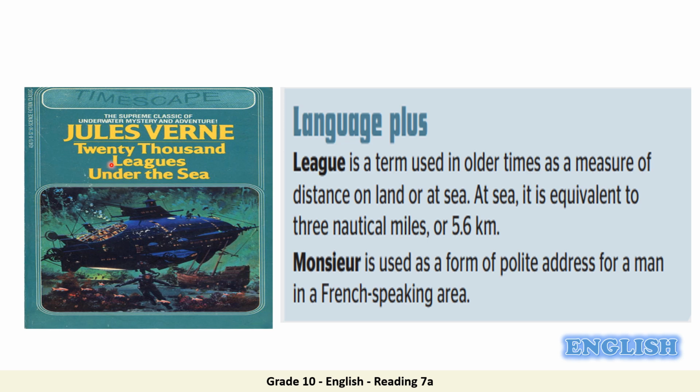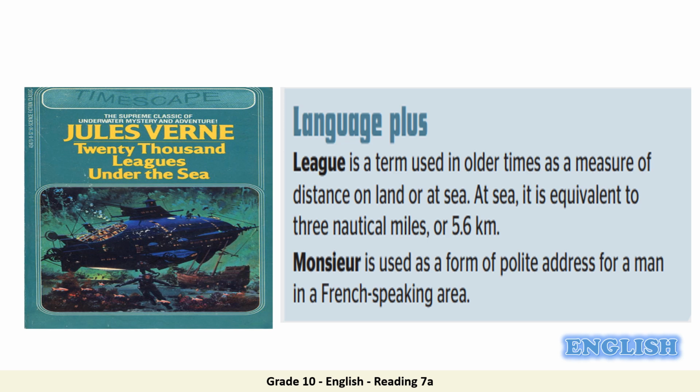Our story for today is 20,000 Leagues Under the Sea. And here are some words I would like you to know their meanings before we start. The word league is a term used in older times as a measure of distance on land or at sea, and it equals 5.6 kilometers. The word monsieur is used as a form of polite address for a man in a French-speaking area.